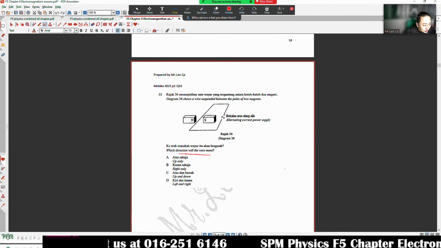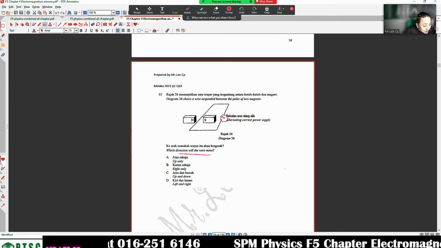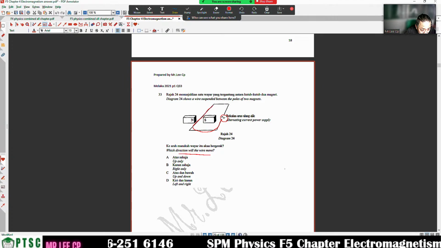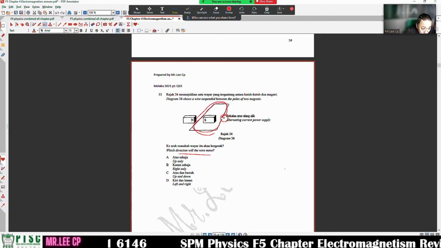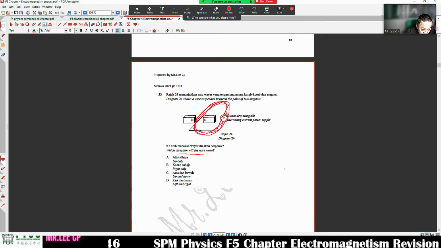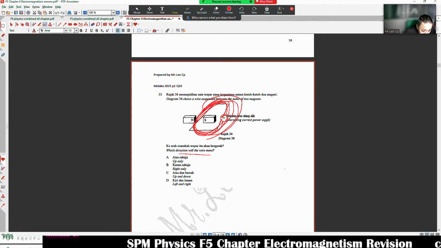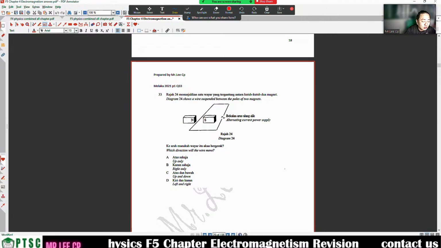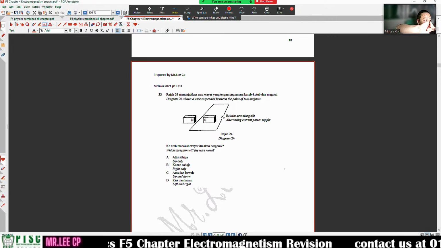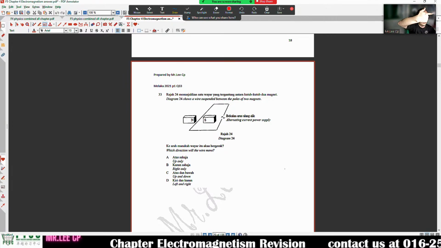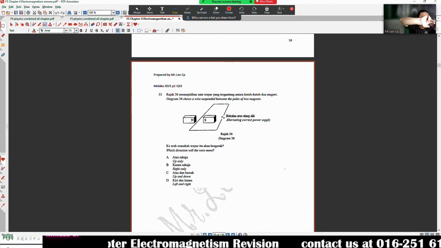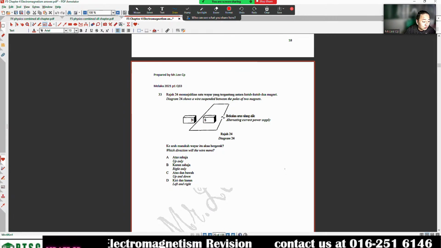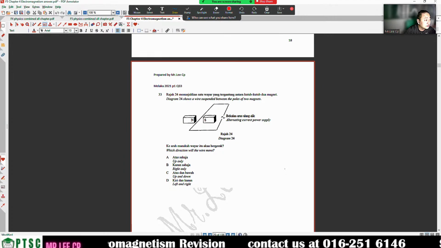Which direction will it move? This one is alternating current. Alternating current means the current flows to here, and then flows to here, flows to here, flows to here, here. Right? So north to south, the current flows in, flows out, flows in, flows out. So where will it go? Answer?